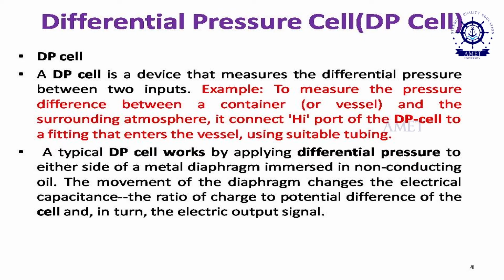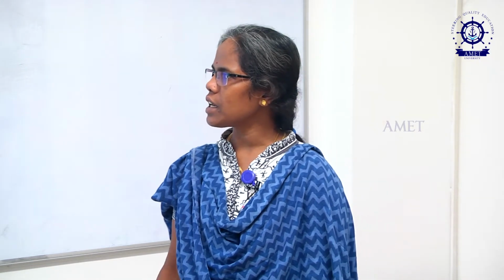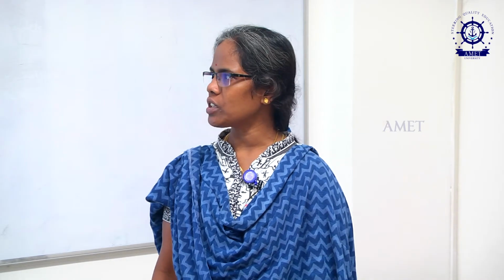Next is the differential pressure cell, also called the DP cell. Differential pressure means the pressure between two places in shipping applications, such as boilers and other vessels, where different pressures are available. It is measured using differential pressure transducers. It is used in shipping applications to measure the pressure difference between a container or vessel and its surroundings.